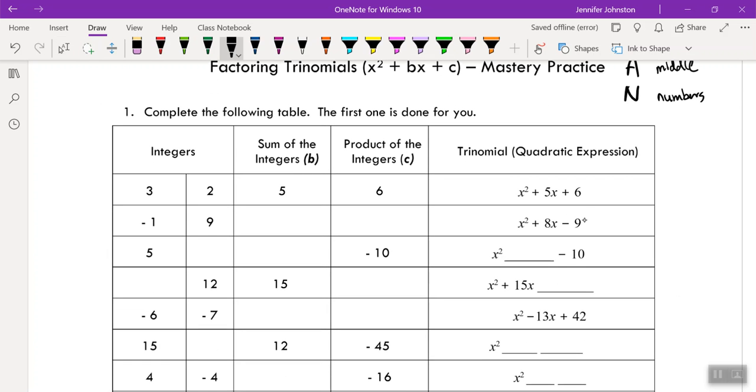All right, so here we're being told that the integers are -1 and 9. So when we add those up, we get 8. That's the sum. That's B. And their product, -1 times 9, is -9. So this is like the M value, and this is the A value, and this is your N.